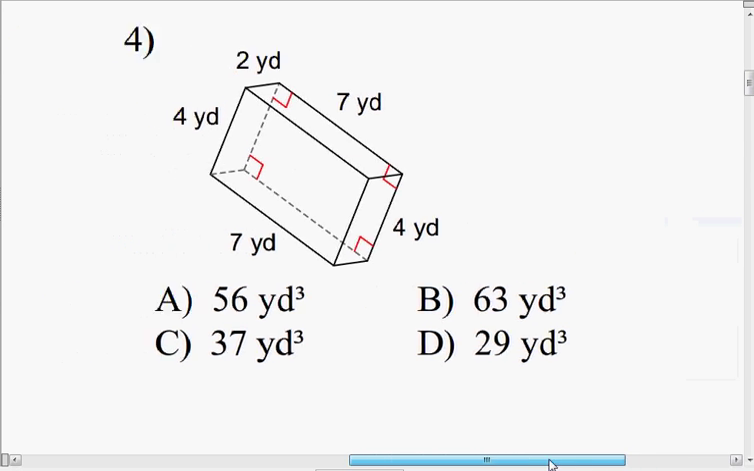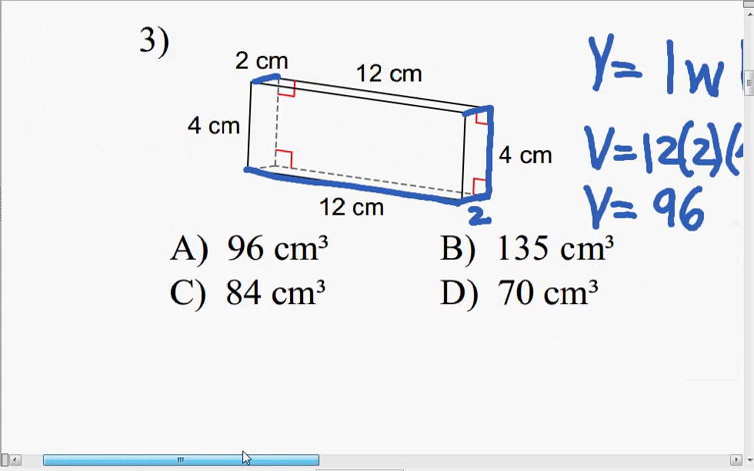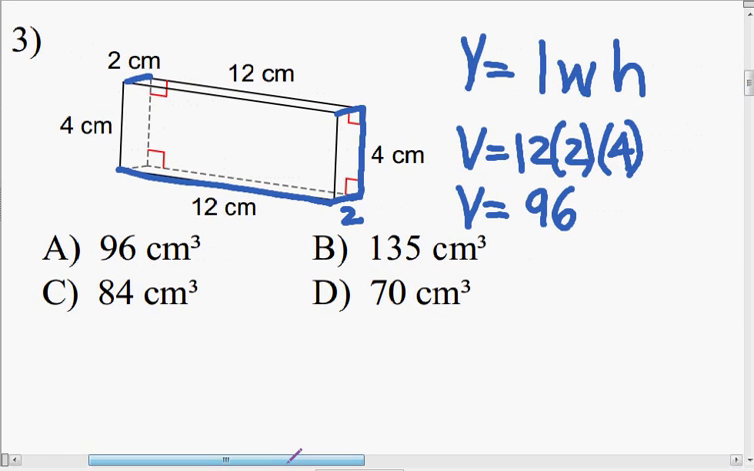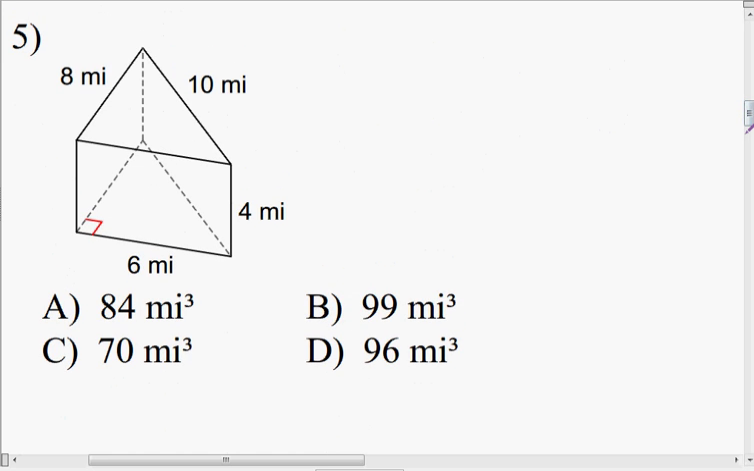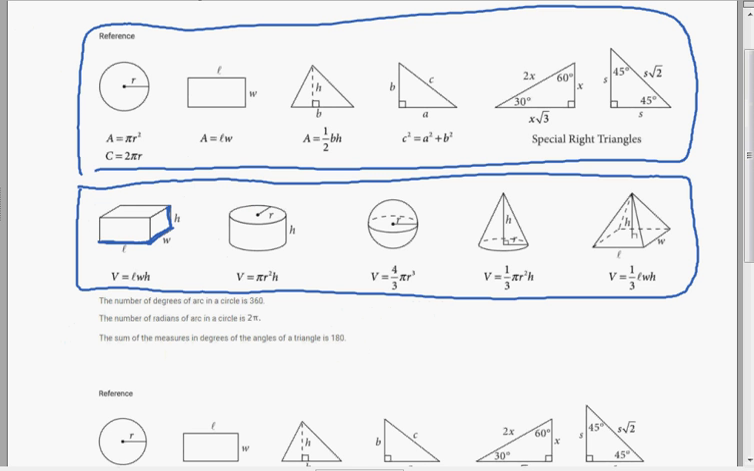All right. I forgot to circle my answer, 96. Let's look at problem number 5. Number 5 is a triangular prism. That's different, and you'll notice that's not on the SAT reference sheet. I only have the rectangular prism. But one thing we notice, we can take the area of the base.